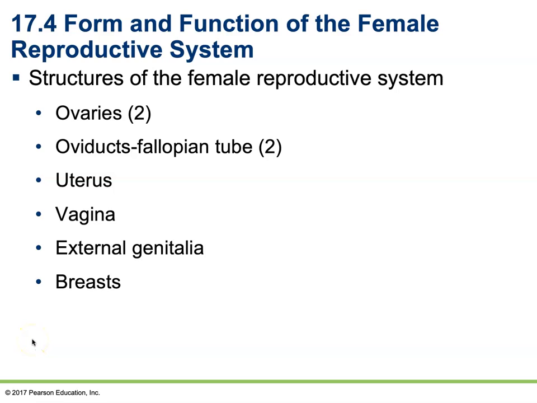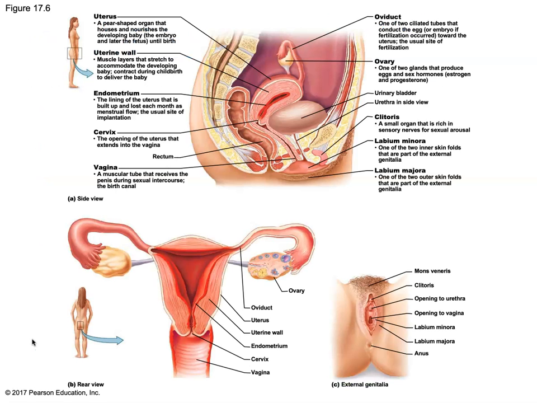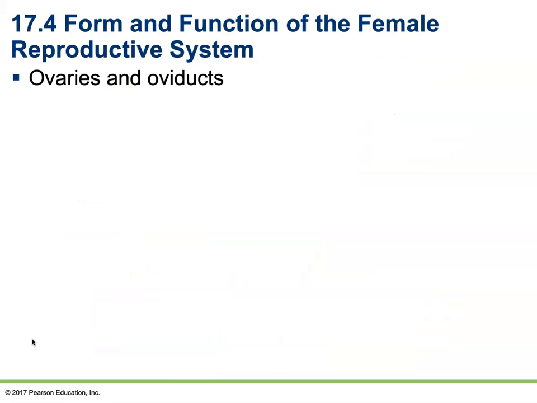All right, next up is going to be the form and function of the female reproductive system. The structures of the female reproductive system include ovaries, oviducts, and fallopian tubes, uterus, vagina, external genitalia, and the breasts. We are going to be going into each one of these individually, but this figure right here does give you a very nice overview of all of the important structures and their function.